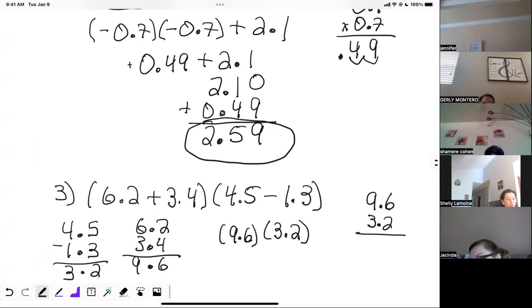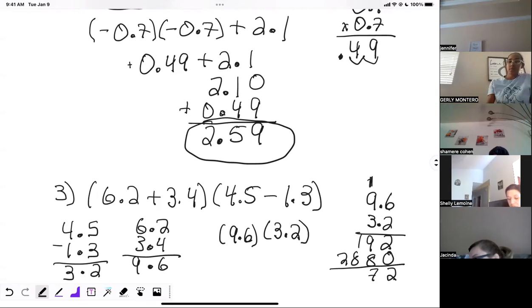Okay, so here we go. 6 times 2 is 12. 9 times 2 is 18 plus 1 is 19. Add my 0. 6 times 3 is 18. 9 times 3 is 27 plus 1 is 28. I'm going to add down 2, 17, 8, 9, 10. Carry the 1, 3.